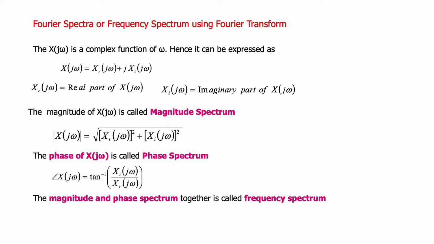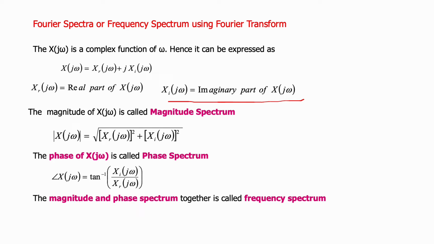Now frequency spectrum using Fourier transform, or Fourier spectra. The x of j omega is a complex function of omega, hence it can be expressed as x of j omega is equal to x real part of j omega plus j x imaginary part of j omega. So xr of j omega is the real part, xi of j omega is the imaginary part of x of j omega.